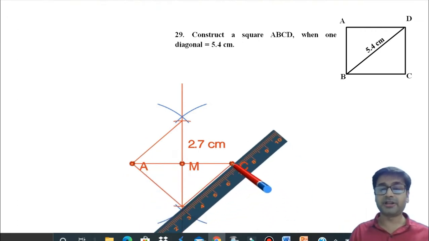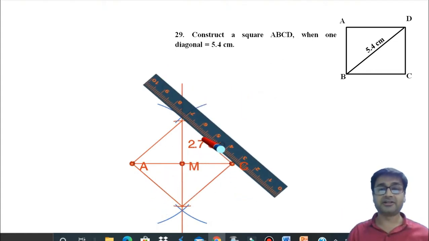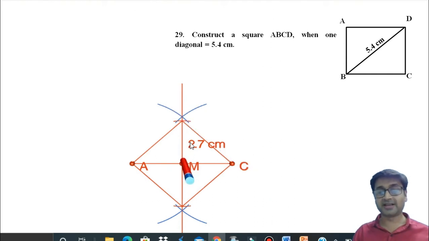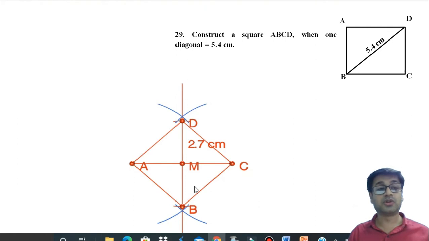So the only property that you need to remember here is that the diagonals bisect each other at right angle. Can you see right over there, 90 degree and both bisecting. So 2.7 up, 2.7 down. Don't forget to label your diagram, otherwise you're going to lose one mark straight away. Yeah, so that is your B and that is your D. You can take B up or down, doesn't matter, wherever, but name it. That is most important. I hope most of you all got this sum number 29. That's about the square.